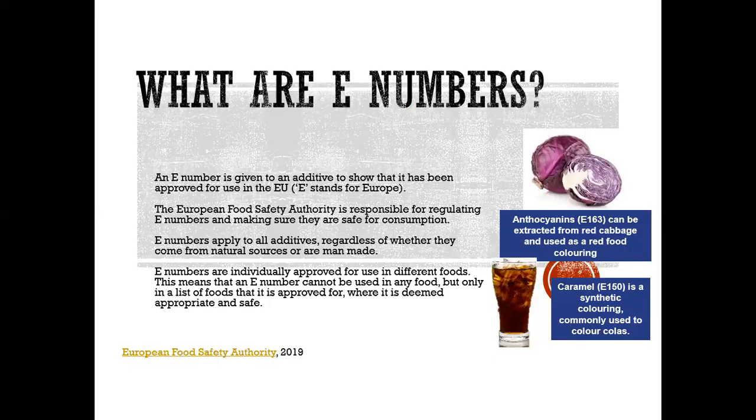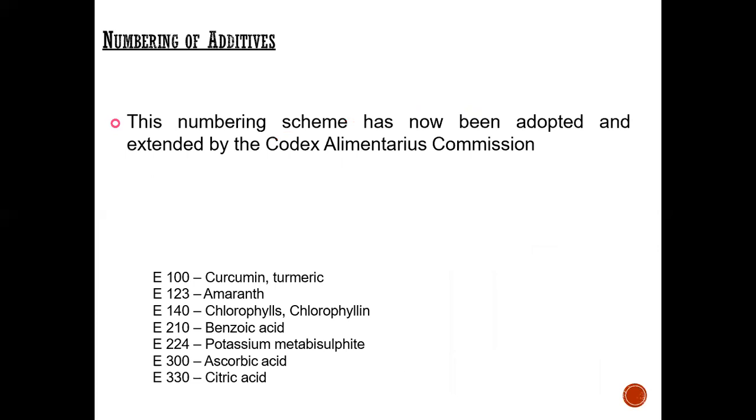For example, E100 is curcumin, or turmeric. Then E123 is amaranth. E140 is chlorophyll. E210 is benzoic acid. Benzoic acid is a preservative, right? Even potassium metabisulfite is a preservative. That is why they start with 2. So these are the different types of E numbers which are given.